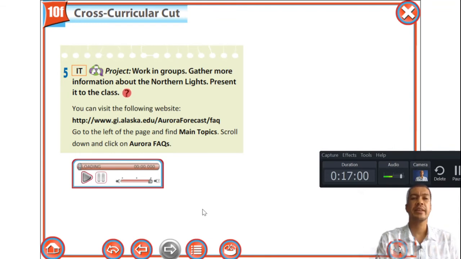And we've reached the end, a little bit of a project for you guys to do. Gather more information about the Northern Lights and present it. Obviously, you guys cannot present it in a class environment, but what I would encourage you to do is have a conversation with your friends. Let's see what you can gather up from the Northern Lights as we go to the workbook.